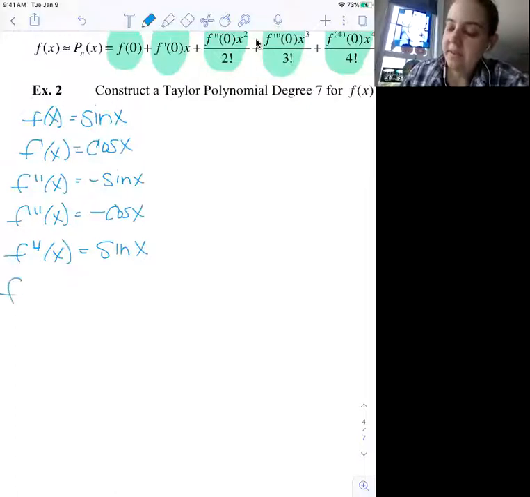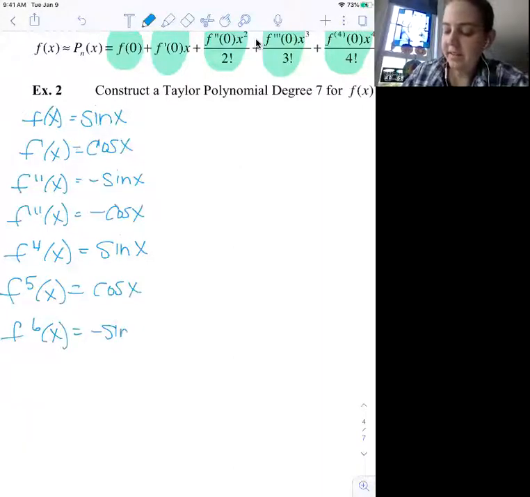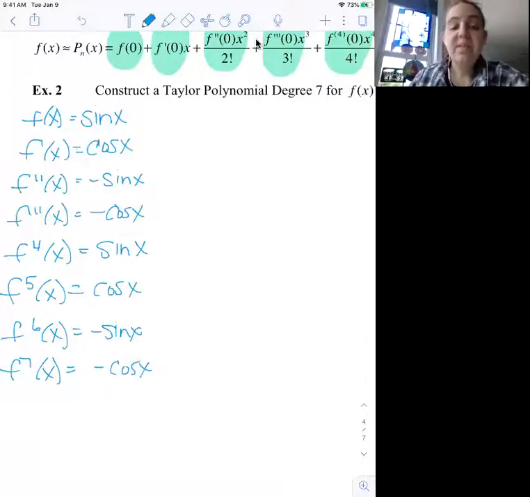And the fifth derivative is cosine of x. And the sixth derivative is negative sine of x. I know this feels silly. And then the seventh derivative is negative cosine of x. Let me just double check my work real quick. We're good. So we haven't evaluated them yet, but we found all these derivatives. We're up to the seventh derivative.